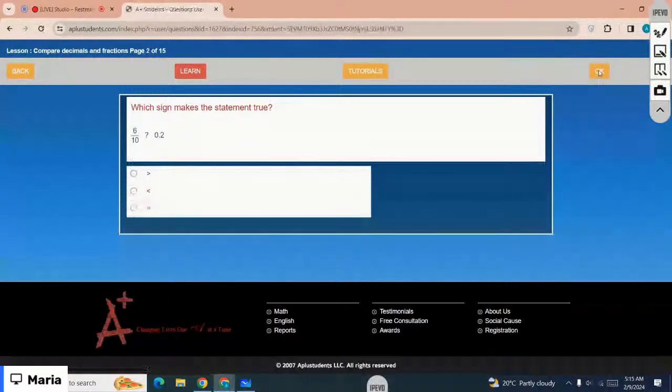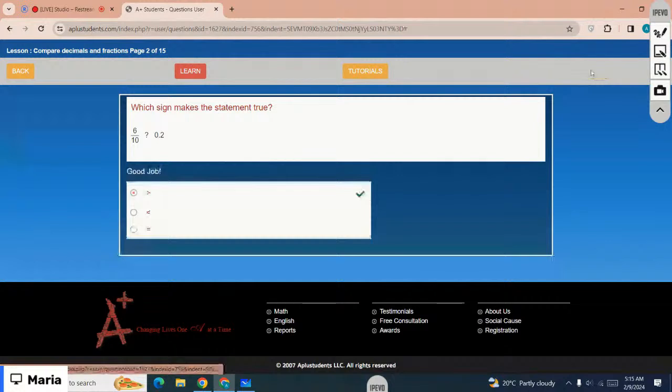There must be a problem with your internet connection, right? So you can just check your internet connection, reload the page. Which sign makes the statement true? Which is the correct option? 6 over 10 is greater than 0.2 or less than 0.2? Greater it is, right? The correct option is 6 over 10 is greater than 0.2.